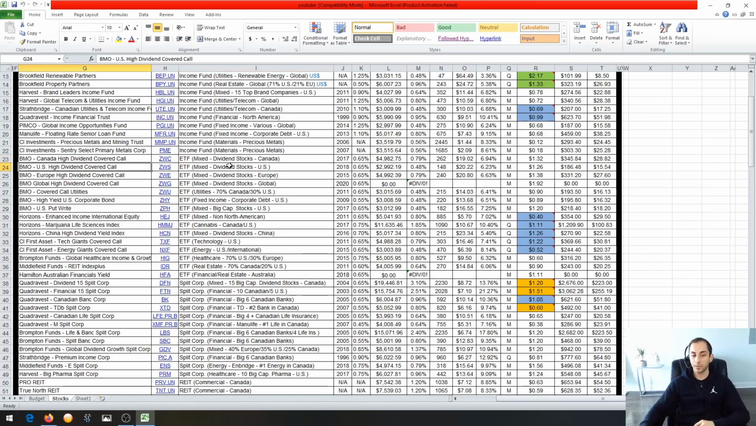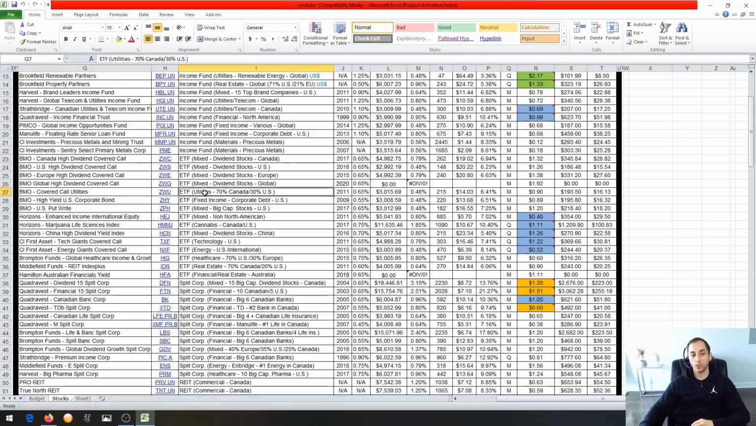The next one, same type of ETF, except it's in the US. The next one, same type of ETF, it's in Europe. And they actually came out with a new one called the Global High Dividend Covered Call. They just came out with it a couple of months ago in 2020, which focuses on global dividend stocks. So with these four ETFs, you really have a good exposure of dividend stocks all across the world. I really like it.